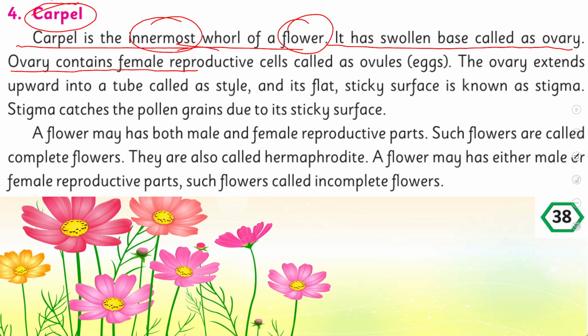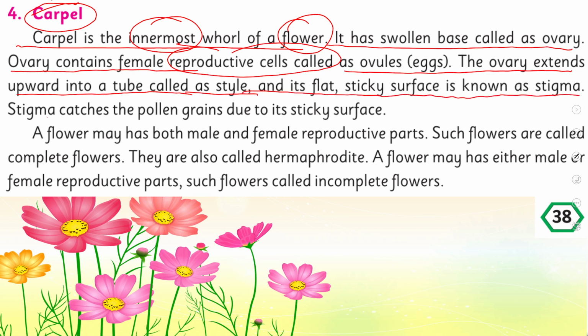Ovary contains female reproductive cells called ovules. The ovary extends upwards into a tube called style, and its flat sticky surface is called stigma. Stigma catches the pollen grains due to its sticky surface.